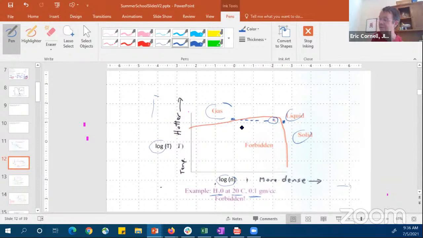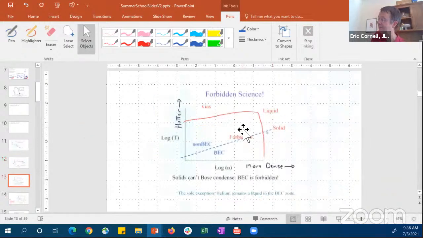Okay, so why is this relevant to us? It's relevant because if we put the two plots together, we find out that Bose-Einstein condensation occurs always in this forbidden region. This is true for basically any material. If I go far enough out into the not forbidden region, below the BEC line, I'm also in the solid region. And solid is the enemy of Bose-Einstein condensation, right?